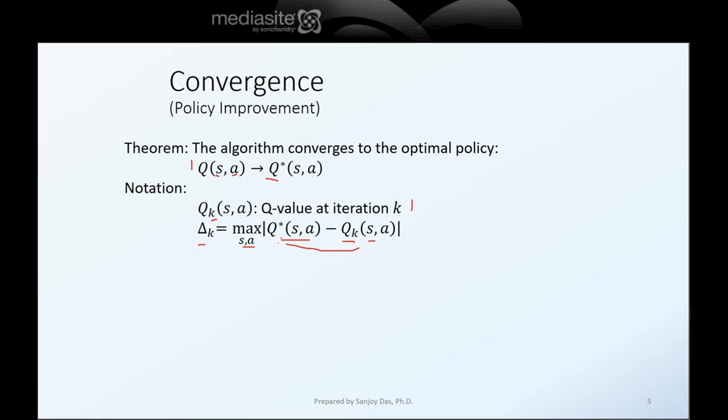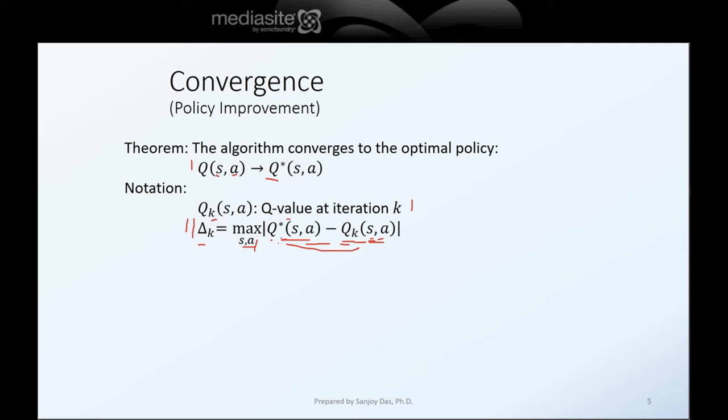And we denote this difference as delta K. So delta K is the maximum difference between the Q stars and the Qs during iteration K. It will vary for each state and for each action. There will be differences between what the optimal values would be, which is Q star, and the current value for that state and for that action. And we therefore have to maximize over all possible states and all possible actions. And the absolute value of this difference is going to be denoted as uppercase delta K.